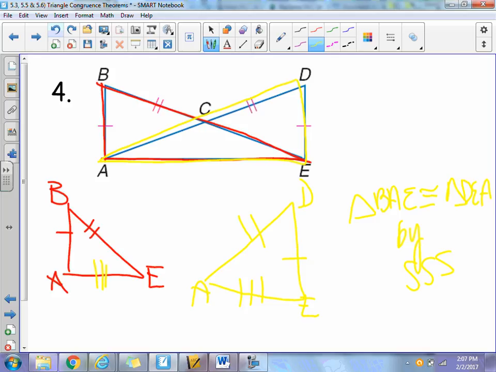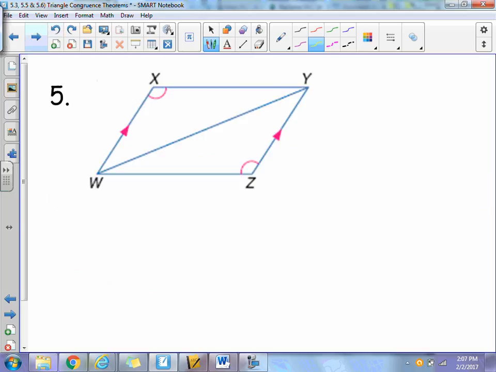And we'll do one more like this. All right, number 5. I see angles. Anything else I can mark? Well, the included side. And then I do have parallels. They're there for a reason. What if I extend them? Okay, and then I mark off here and here.